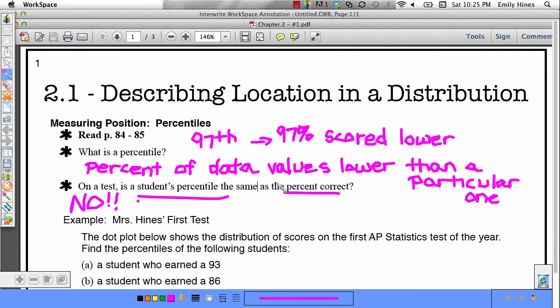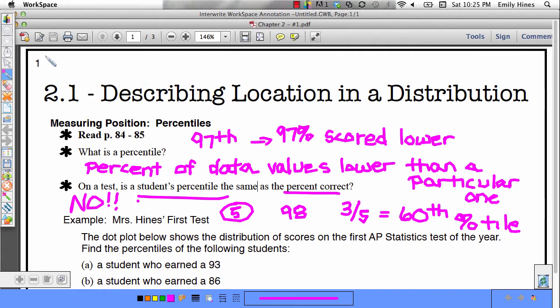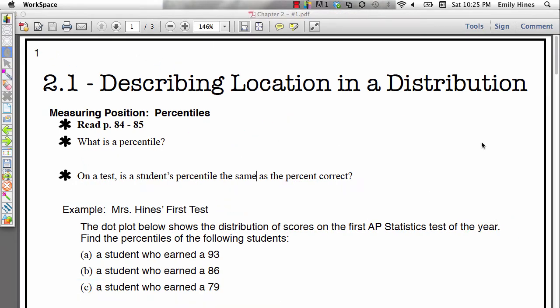So if you, for example, were in a class of 5 and you scored a 98, but someone above you scored 100, then you are position 4 out of 5, which means that there were 3 people out of 5 lower than you are, which puts you in actually the 60th percentile. So let's look at some examples of this.